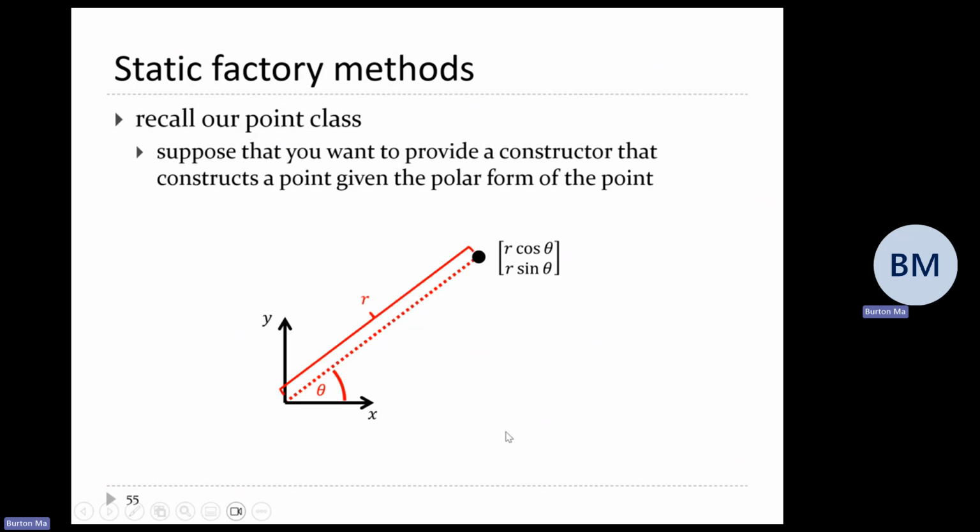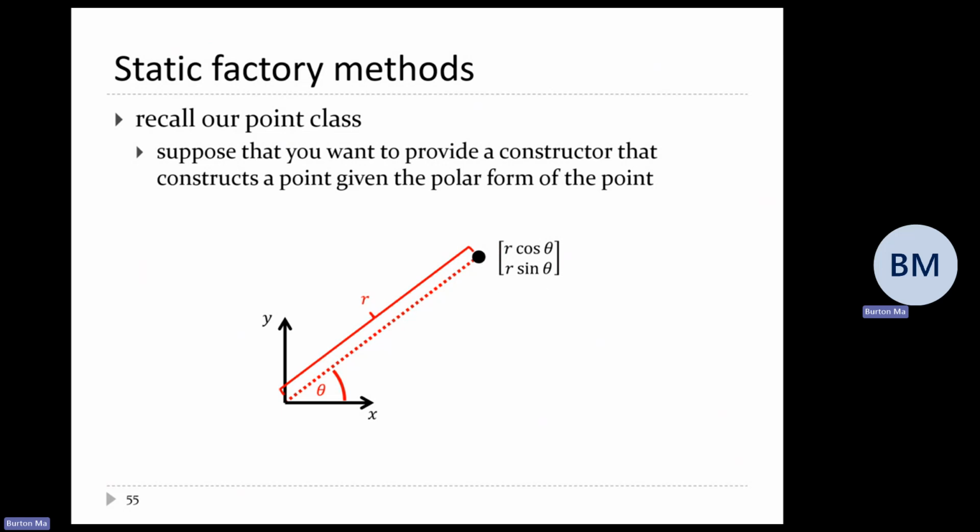If you've taken calculus, you've probably heard of the polar form of a point. So in the polar form, you can define the location of a point by saying how far the point is from the origin, so that's the radius r, and what is the angle relative to the x-axis. So here is our angle theta. You can compute the location of the point. So the x and y coordinate of this point is r times cos theta and r times sine theta.